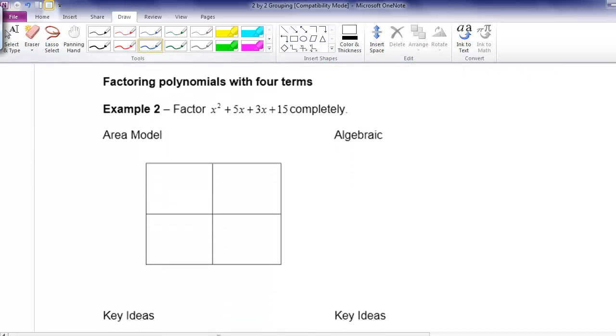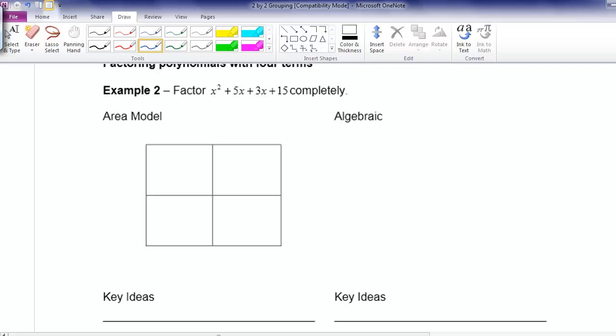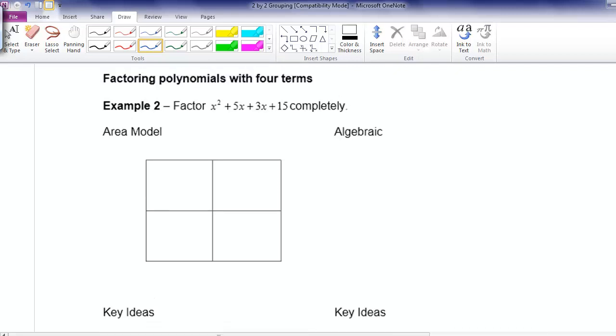So here we go then, factoring polynomials with 4 terms. Here's the example we're just talking about above. Well, we can create an area model, like we created when we expanded out 2 binomials. And if we put things in the right place, it becomes quite straightforward to look at 4 little mini problems that brings the entire problem together.